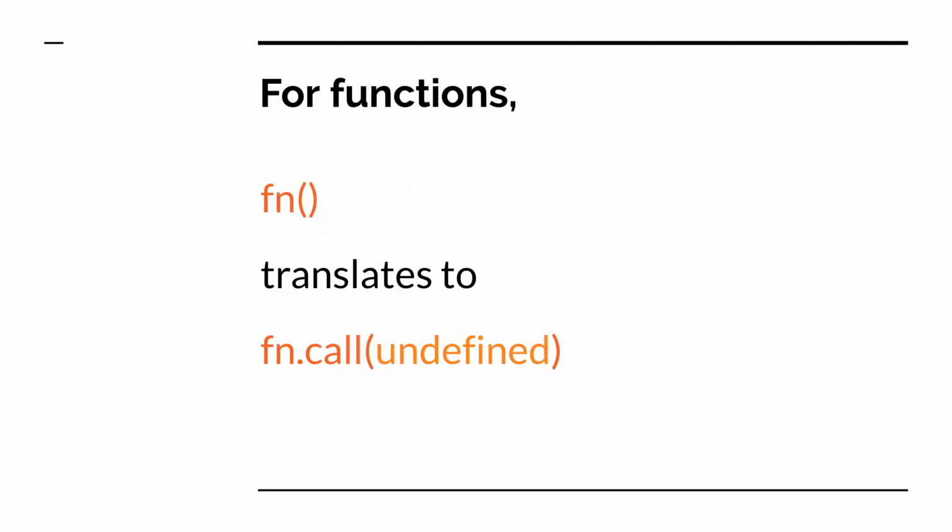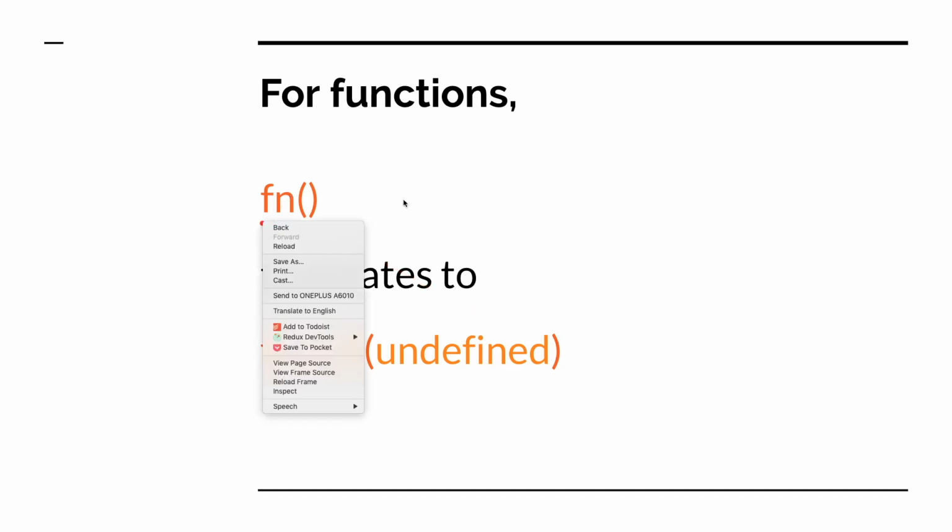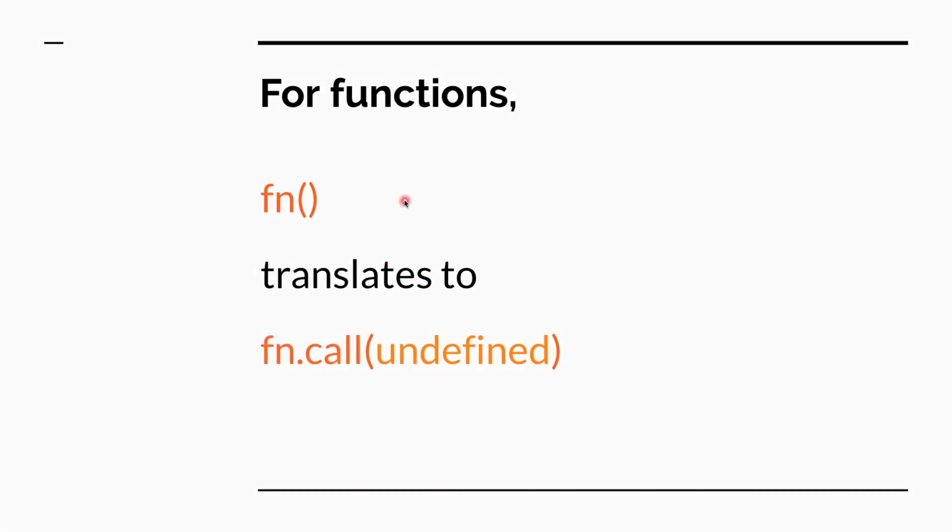But then what about a function call? Similarly, if it looks like just a function call where there is no object on the left and a function on the right, then it translates to fn.call, but this value is undefined. So the this that is going to go within this function is going to be undefined, which means trying to access this.someValue will give you some kind of an error, right?